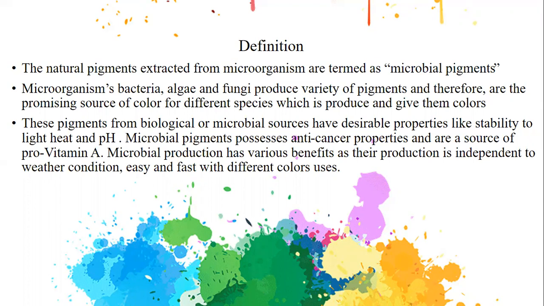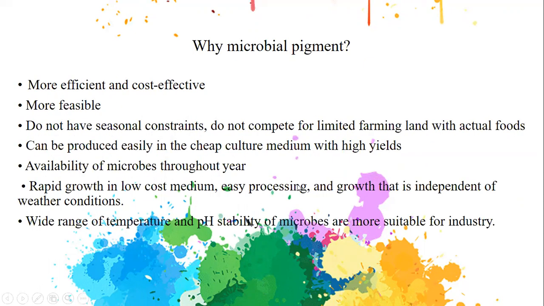The pigments from biological microbial sources are in use because of their desirable properties, like stability to heat, temperature, and pH. Microbial pigments have anti-cancer properties and are a source of provitamin A. Microbial production also has various benefits: it doesn't depend on the weather, and it is very easy and fast in progress and use. You can use it with different colors.